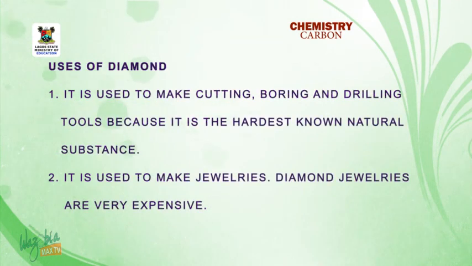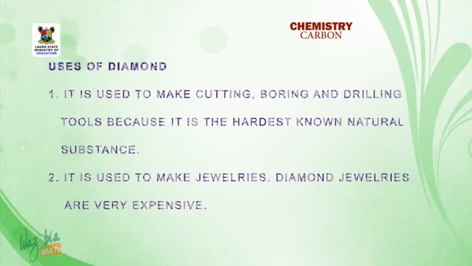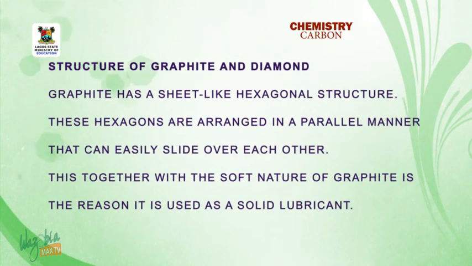Uses of diamond. 1, it is used to make cutting, boring, and drilling tools because it is the hardest known natural substance. Number 2, it is used to make jewelries. Diamond jewelries are very expensive. Let's consider the structure of graphite and diamond.